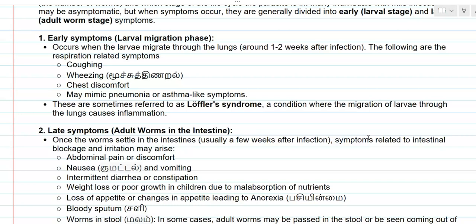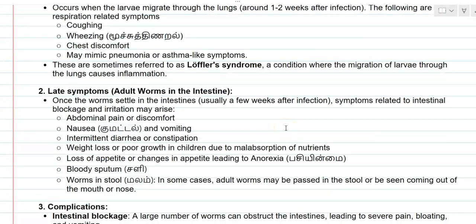They occur when larvae migrate through the lungs, around 1 to 2 weeks after the infection. The following are the respiration related symptoms that can be easily diagnosed. They include coughing, wheezing, chest discomfort, and can be pneumonia or asthma like symptoms. Sometimes these symptoms are referred to as Loeffler's syndrome, a condition in which the larvae migrate through the lungs, which causes an inflammatory condition.